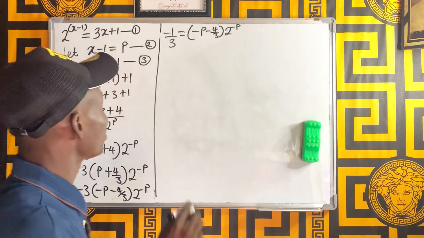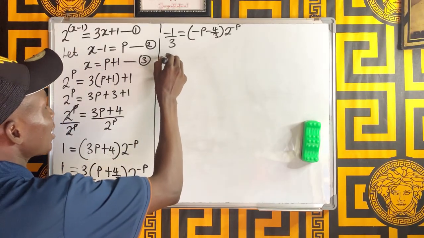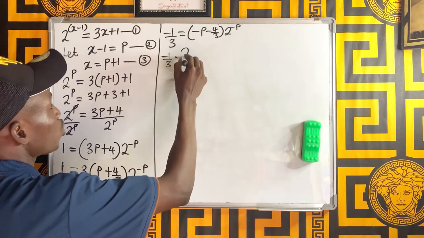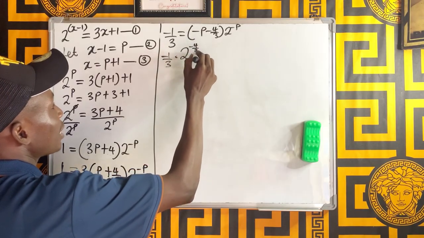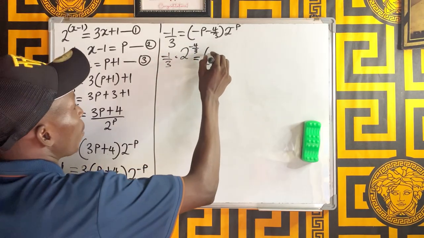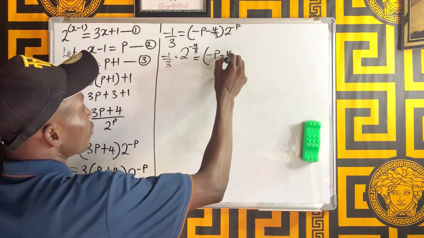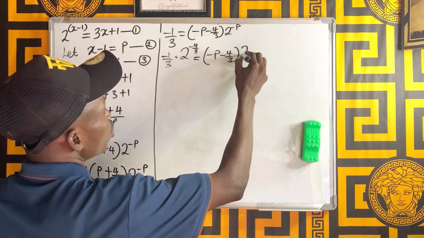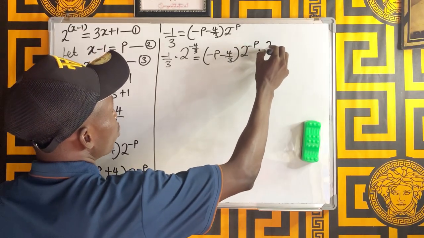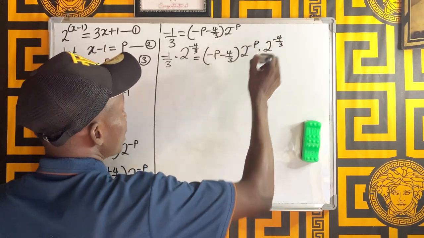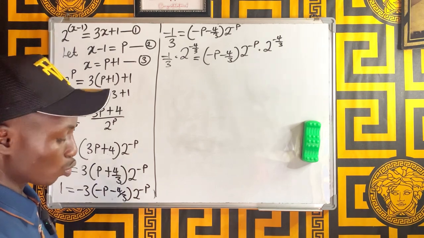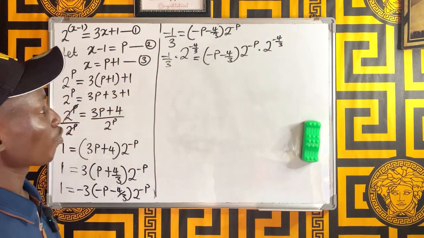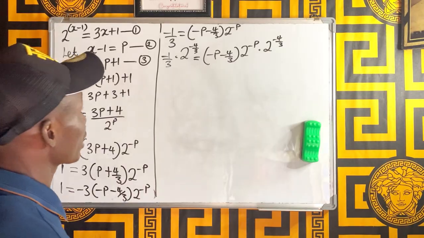And you are done. So that means minus 1 divided by 3 multiplied by 2 raised to minus 4 divided by 3 is equal to minus p minus 4 divided by 3, then multiply by 2 raised to minus p multiplied by 2 raised to the power minus 4 divided by 3. The only thing we do here is to multiply both sides by 2 raised to the power of minus 4 divided by 3.